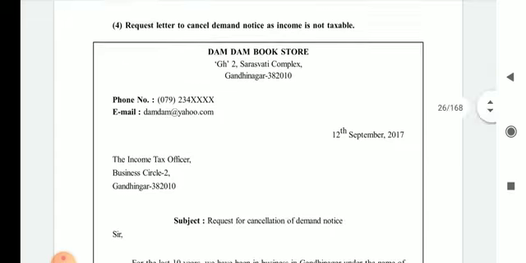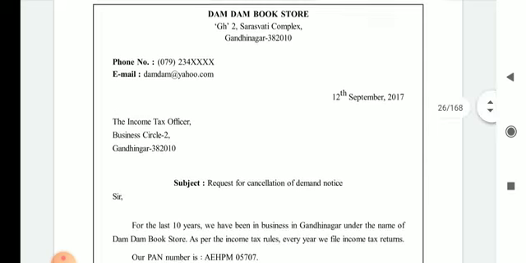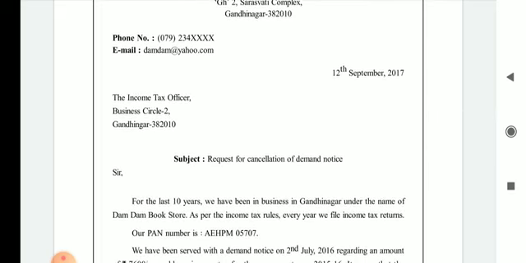Dum Dum Bookstore is the writer. Ghar 2, Saraswati Complex, Gandhinagar. You are very well aware of the names of the roads in Gandhinagar, such as K1, K2, like that. So the Dum Dum Bookstore has the address of Ghar 2, Saraswati Complex, Gandhinagar. Then phone number, email ID. The date of the letter is 12th September 2017.